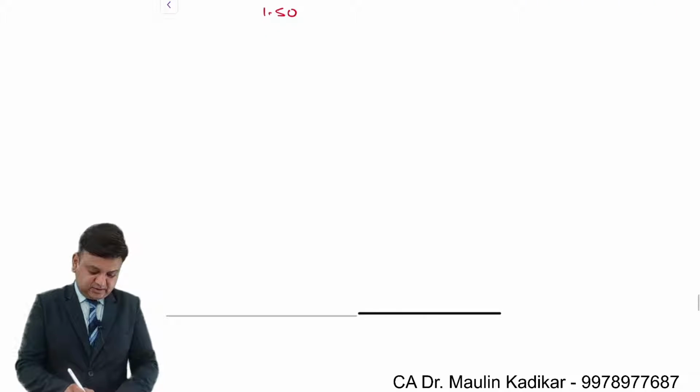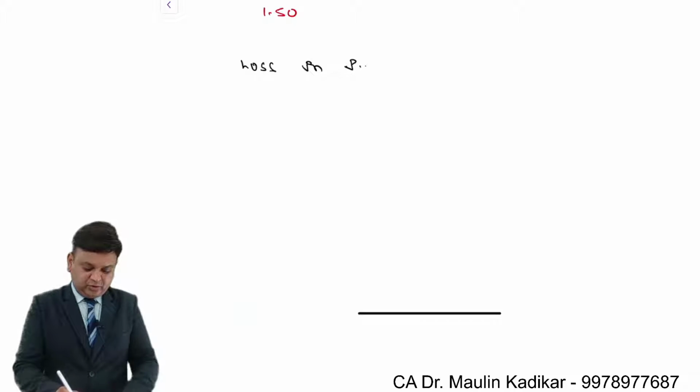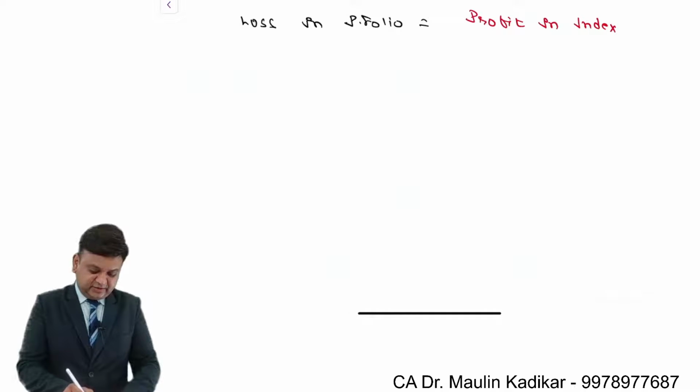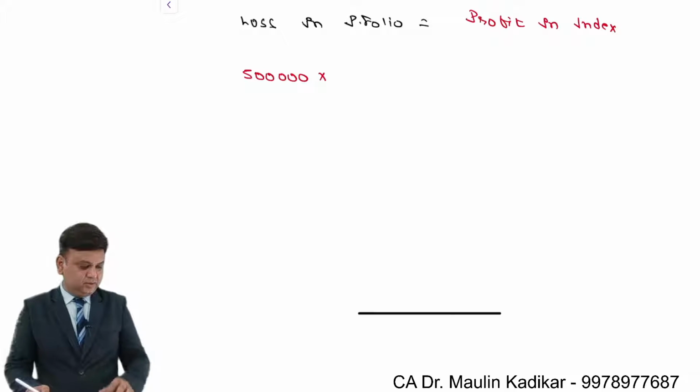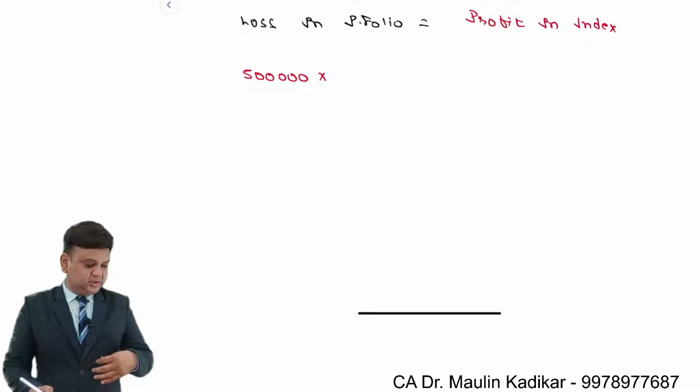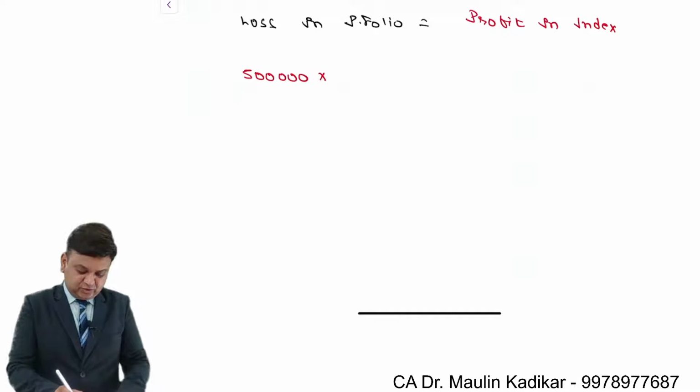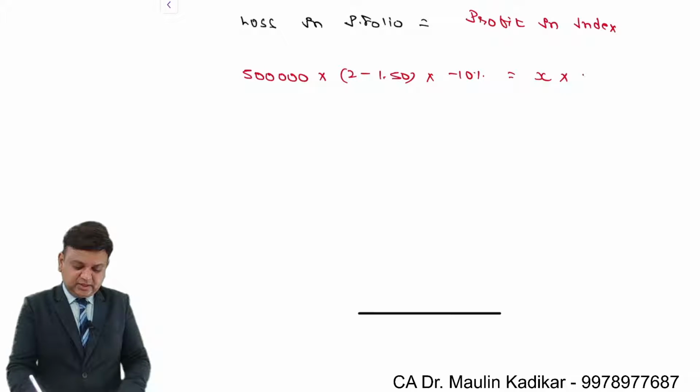So we understand that the loss in portfolio is equal to profit in index. Value of the portfolio is again 5 lakhs into, this time the required beta is 1.50. So (2 minus 1.5) into negative 10% is equal to x into negative 10%.